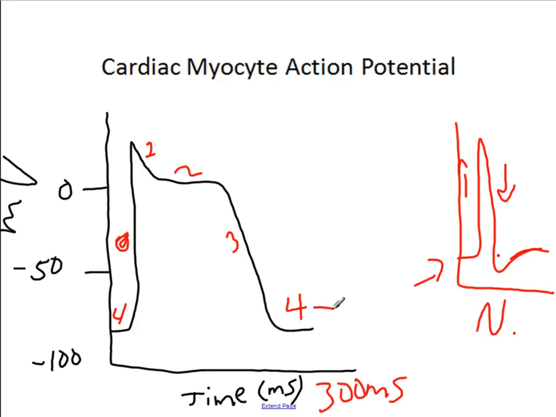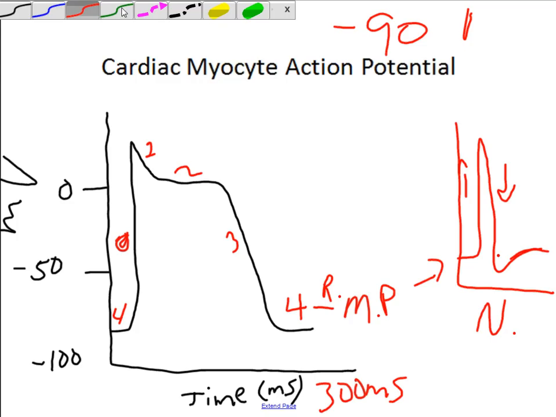So phase 4 would be when the muscle cell is at, I'm going to abbreviate this, resting membrane potential. Let me erase this real quick. Resting membrane potential, so I should put RMP. And remember that the resting membrane potential of a cardiac muscle cell is negative 90 millivolts. It's supposed to be an M, but my computer's having a seizure on me here. My apologies. So negative 90 millivolts.